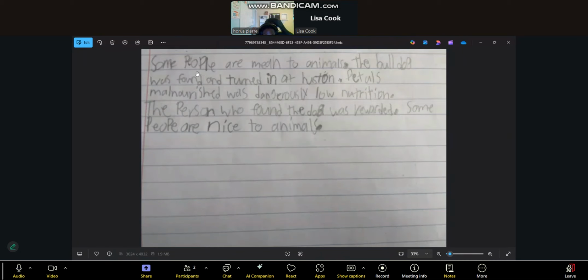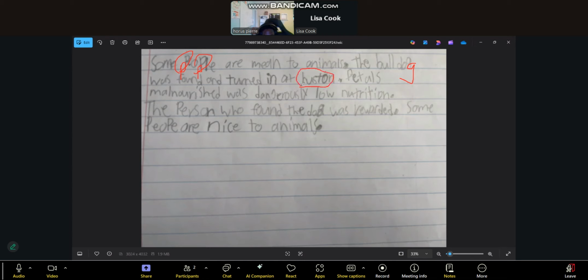Okay. People are mean to animals. Now, these are capital P's. When you write P's, they should tail below the line for lowercase, okay? The same with the G, okay? Was found and turned in at Houston.